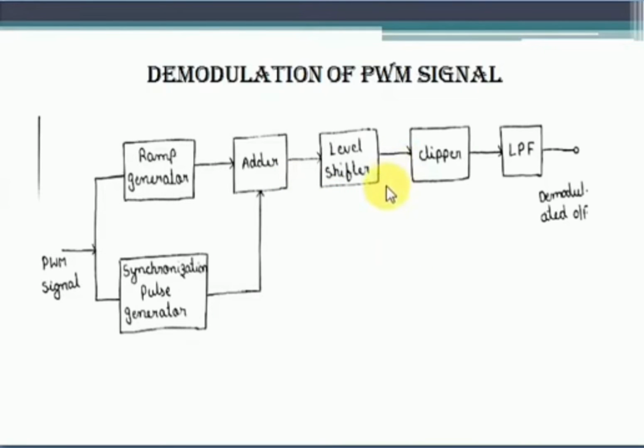Now this output of the level shifter is simply passed through a clipper circuit, which removes a part of the waveform or part of the information. So we may use a positive clipper or a negative clipper depending on the application. Now finally the clipper output is passed through a low pass filter in order to recover our original message signal that is transmitted. Okay, now let us see how the waveform is drawn.